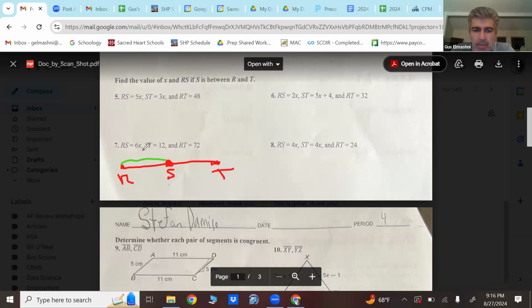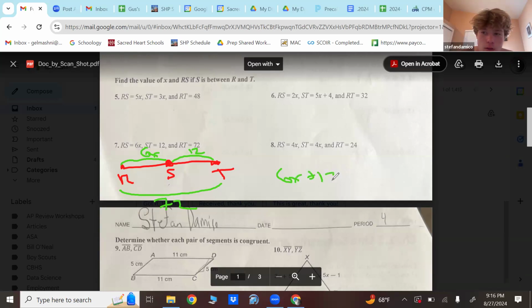How long is RS? 6x. How about ST? 12x. Just 12, yeah. And the whole thing is 72. Okay, so what's my equation? 6x plus 12 equals 72.